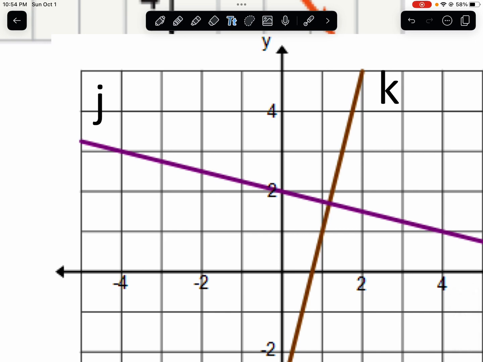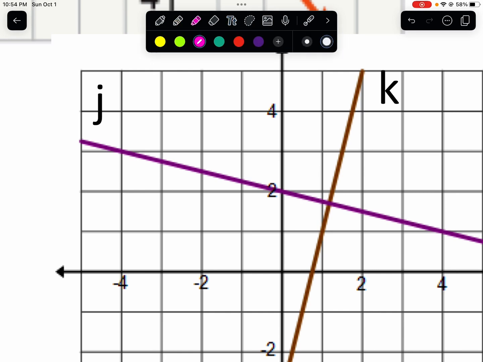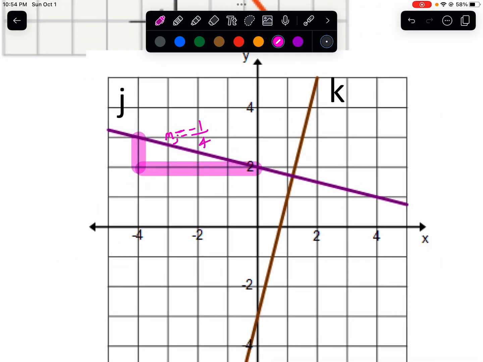Take a look at lines J and K. Are those lines perpendicular? We don't know yet, but let's take a look at their slopes. First slope goes down 1 and goes over 4. That's pretty interesting. So the slope of line J is equal to -1/4. Pretty useful. All right, what about the slope of line K?